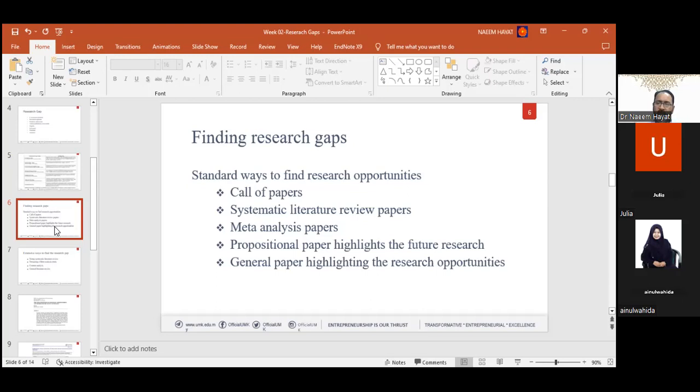If you build your research based on these propositional papers, and you document and cite that your research is based on the future research opportunities highlighted and guided by these people, then the probability is higher that you make a good paper. Every journal paper that we read is from a good opening, so they always close with limitations and future research opportunities. So every journal paper is highlighting research gaps. So these are the 5 easy ways to find research gaps: call for papers, systematic literature review, meta-analysis, propositional papers, and journal research articles.